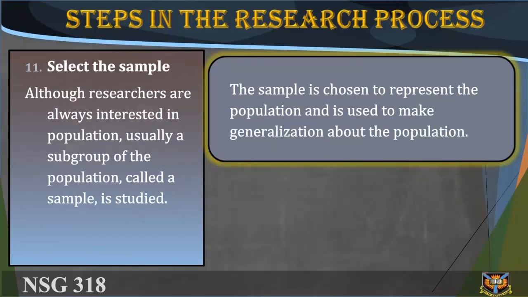Select the sample. Although researchers are always interested in the population, usually a subgroup of the population called a sample is studied. The sample is chosen to represent the population and is used to make generalizations about the population. Obtaining data from an entire population is time-consuming, and it may even be impossible at times to contact or locate every member of a population. If the sample is carefully selected, the researcher can make claims about the population with a certain degree of confidence.